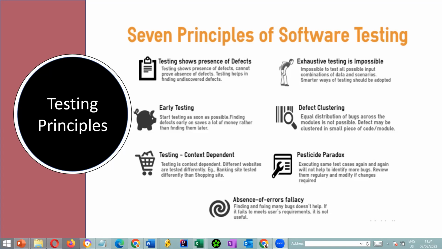And so then we say defect clustering. Equal distribution of bugs across the module is not possible. Defects may be clustered in a small piece of code. Let's say now, in a login page, if you're testing a website, the whole error will not be on all the sites. It will just be on the area you are testing. So if a developer developed a login page, it will not affect the header. You are testing this area, you're looking for bugs in this area. There will be time for you to look at all the general bugs.